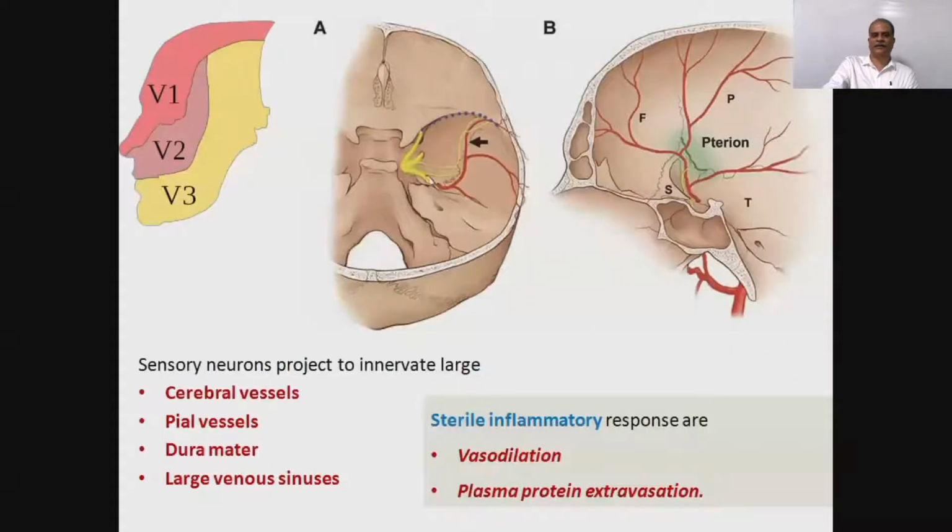And as you know, if you look at the trigeminal sensory innervation, it innervates a large part of the intracranial structures as well. It innervates the cerebral vessels, pia, venous sinuses, dura, etc. And that is why you get headache, which can be very throbbing.